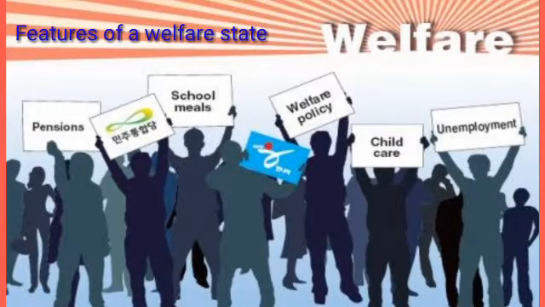Features of a welfare state. A welfare state is responsible for the well-being of every citizen. It aims to provide social and economic justice to all its citizens. Children, social justice implies that there should be no discrimination on the basis of caste, race, gender, or religion. Economic justice implies reducing the gap between the rich and the poor. A welfare state guarantees equal opportunities to all its citizens. A welfare state also guarantees a fair distribution of wealth.